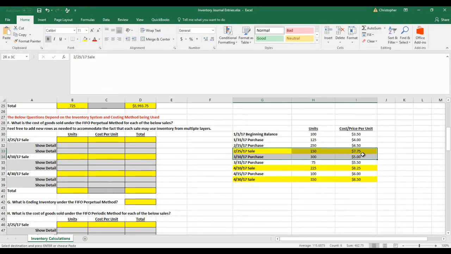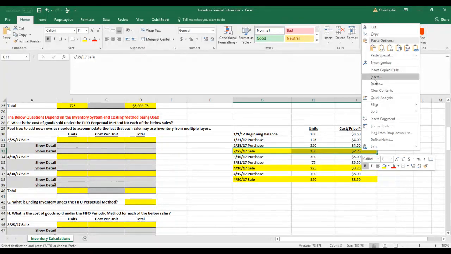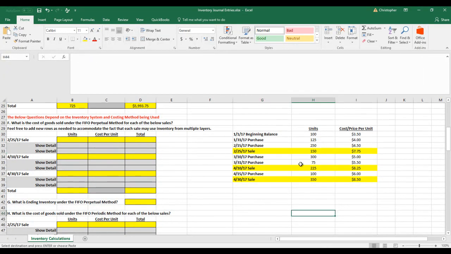Now we don't really need the sales in this case. Well, let's just leave them in there for now. But what we need to know is what units we have. So on the first sale, we need to know how many units we have to use. How many units do we need? So in this particular template, the yellow reflects the sales. The gray is going to be the cost of goods sold.